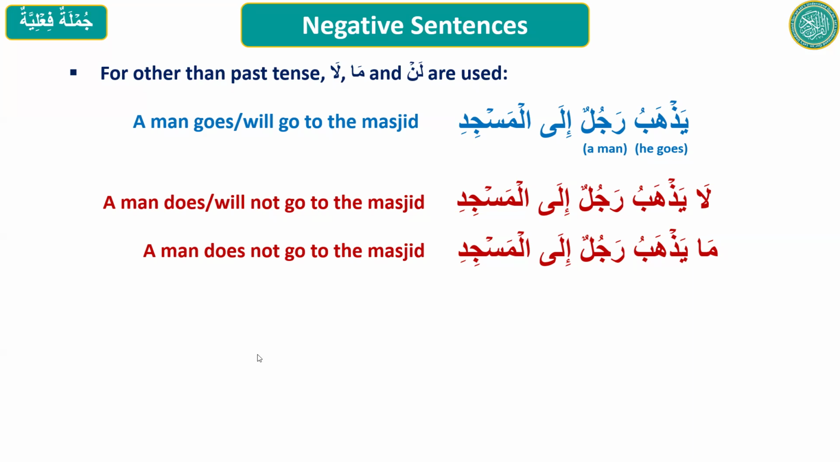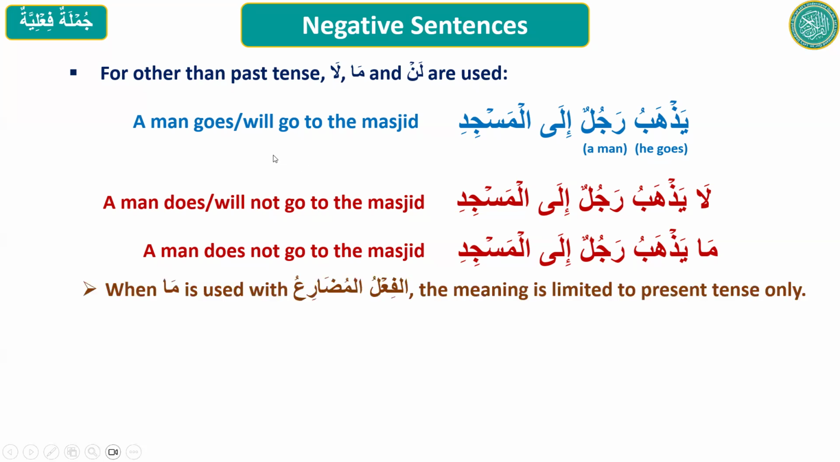And it is only limited to present tense. So that is the difference between the use of la and ma when it comes to making negation in tenses other than madi. All right. So we should be aware of that because this will help us translate the Quran correctly. So when ma nafiya is used with al-fi'l al-mudari, it limits the meaning to the present tense only.